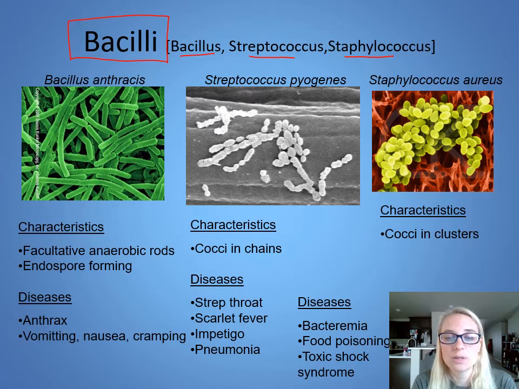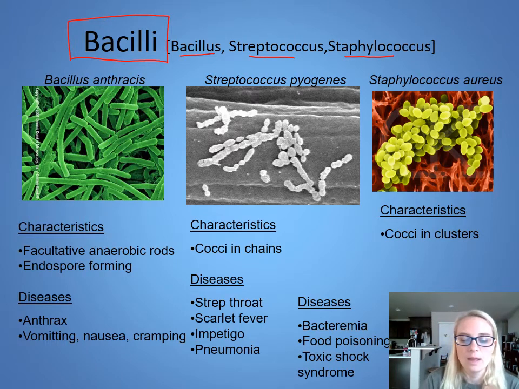Here's an example of Streptococcus pyogenes. Using the Streptococcus genus, this pyogenes as an example, its main physical characteristic is cocci in chains. Streptococcus genus organisms can produce diseases like strep throat, scarlet fever, impetigo, and pneumonia if the bacteria get down deep in your lungs. Pneumonia is just a general term for infection of the lungs. It could be caused by various types of bacteria and viruses.